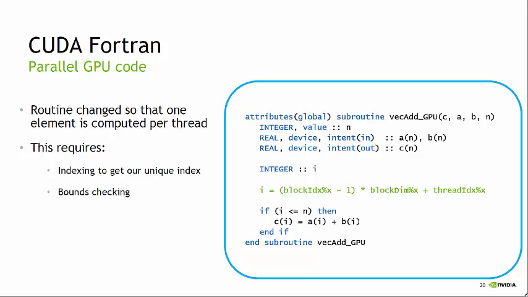So we have our unique index. We also have bounds checking, as I mentioned before. We have the ability to launch too many threads, and this is safe if we do that, because if our thread index happens to be larger than the length of the array, then we don't do any calculation.